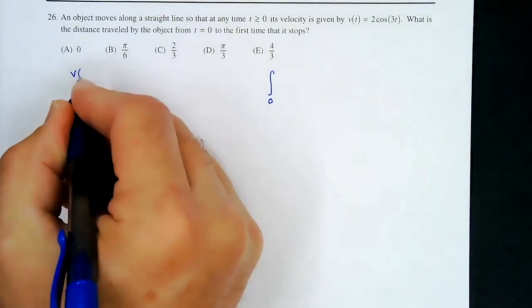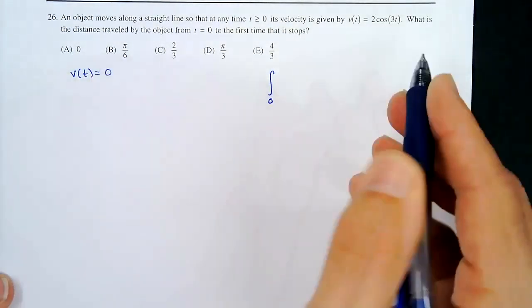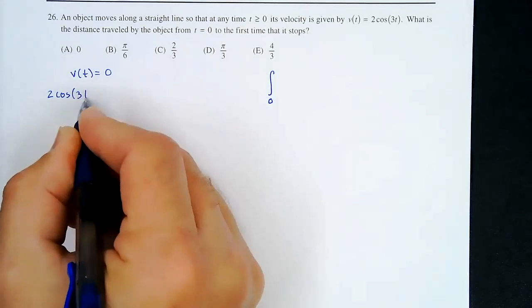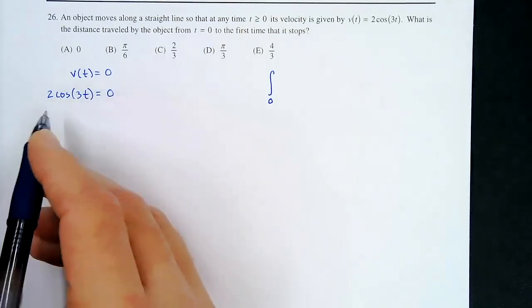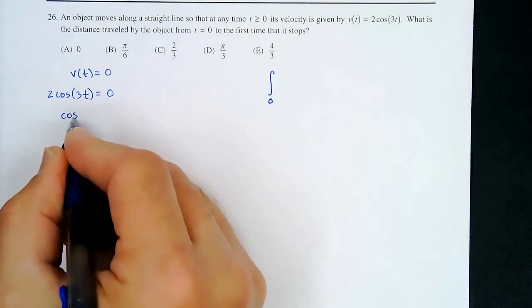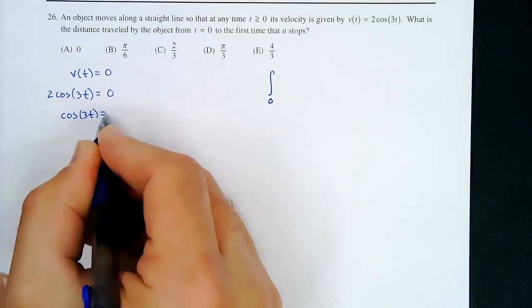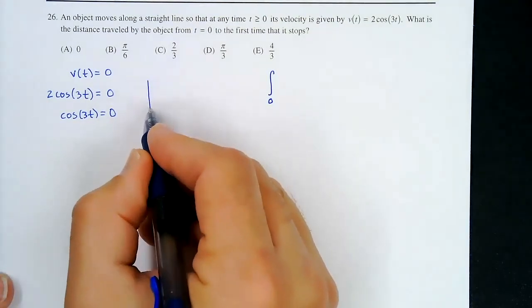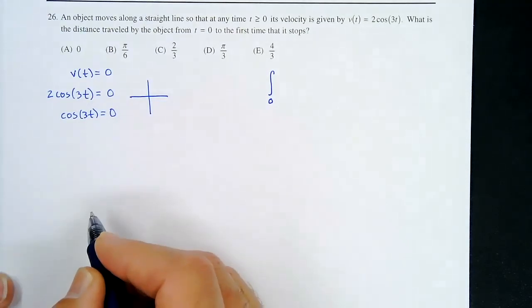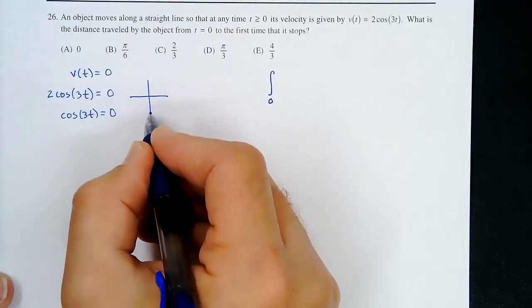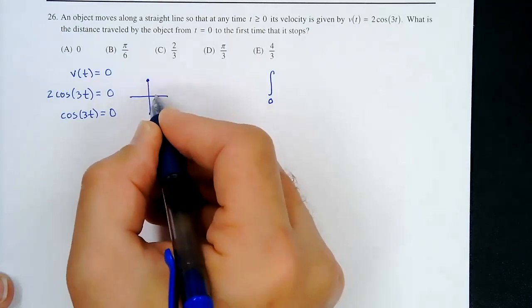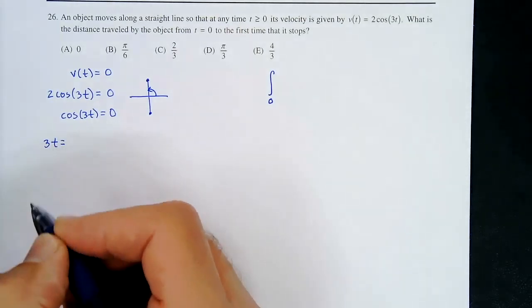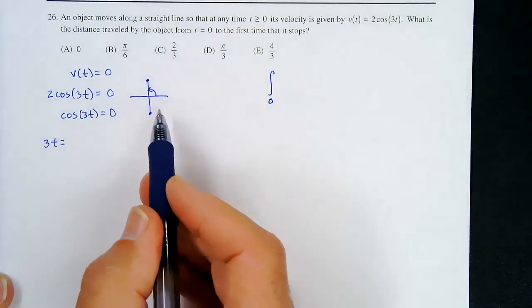So we're going to find v of t is equal to 0. That means 2 cosine of 3t is equal to 0. Dividing both sides by 2, we get cosine of 3t equals 0. Okay, so where does cosine equal 0? That's what we have to figure out next. Well, it's right here and right here. So that's going to be the first value. So 3t would equal, and the angle here is pi over 2.